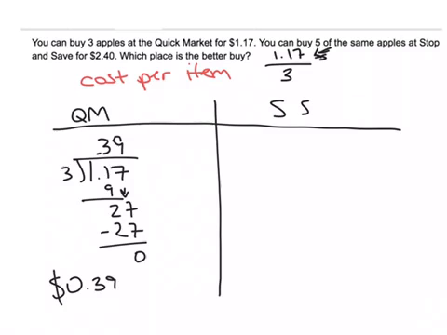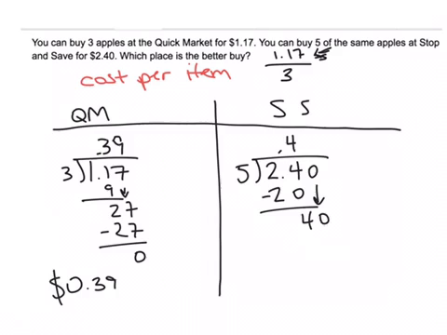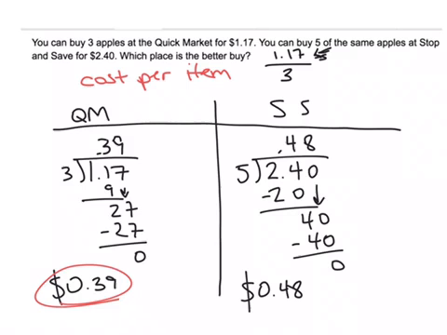Now at the Stop and Save, we're paying $2.40 for 5 apples. So the cost for every single apple would be $2.40 divided by 5. Now 5 goes into 24 4 times. 4 times 5 is 20. 5 goes into 40 8 times. And again, I have nothing else remaining, so the cost here is 48 cents per apple. Okay, so that means that I can save 9 cents by going to the Quick Market. I save 9 cents for every apple that I buy.